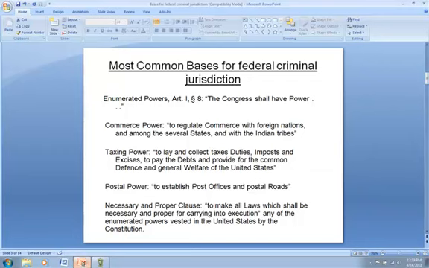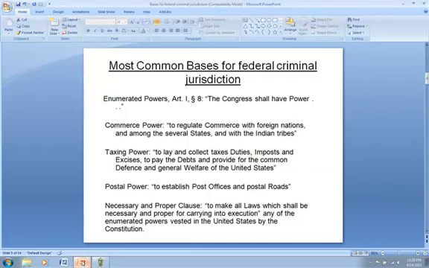There are also some other bases, though, that are sometimes used. The power to tax and spend for the general welfare is, again, a potentially very expansive source of power for the federal government, in some ways even more expansive than the commerce power. And later this semester we will talk a little bit about how that works. But sometimes federal criminal laws are based on that power.